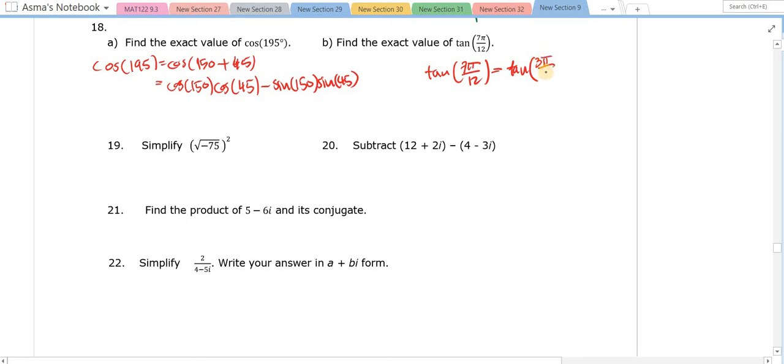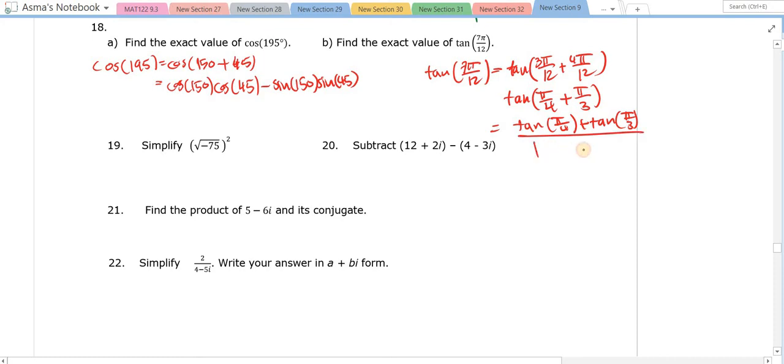So 3 pi over 12 plus 4 pi over 12, which is going to be tangent of pi over 4 plus pi over 3, which is equal to tangent pi over 4 plus tangent pi over 3 over 1 minus tangent pi over 4 tangent pi over 3. And then you plug in the values and find the final answer.